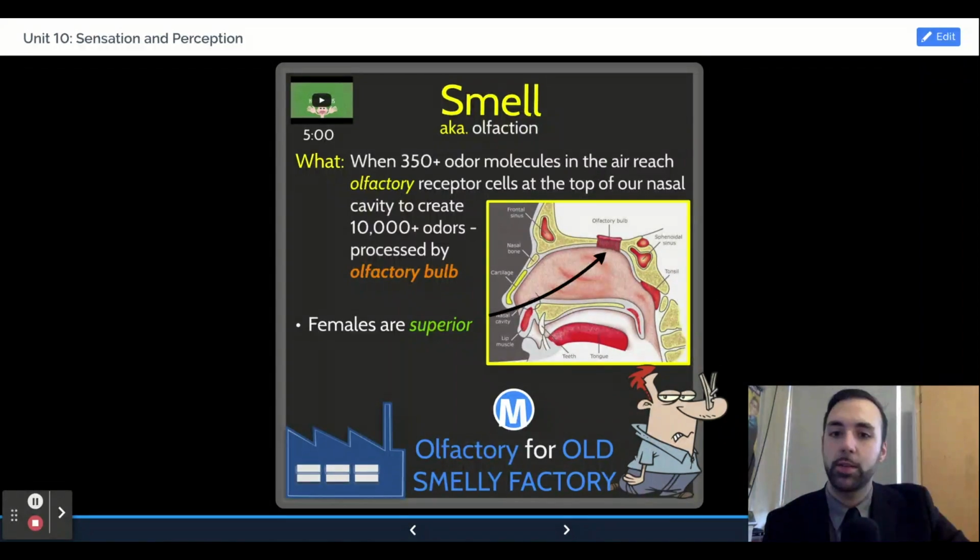One interesting thing to note is that research has shown that females are actually superior in detecting smells relative to men. If I was an evolutionary psychologist, I would relate that to perhaps the ability to differentiate between different dating partners and using the sense of smell as a means of selecting one over another.